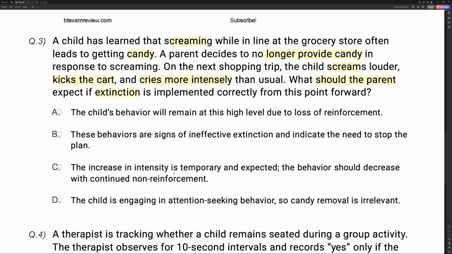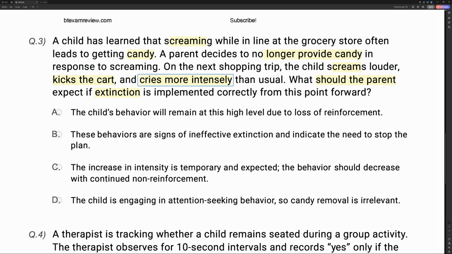C, the increase in intensity is temporary and expected. The behavior should decrease with continued non-reinforcement. Perfect. We expect the increase at first. We are then going to expect it to go back down until it's gone. Continue as is. Do not provide reinforcement. D, the child is engaging in attention-seeking behavior, so candy removal is irrelevant. Well, we already determined that getting candy was the function, so we're not just going to change the function all of a sudden, right? Function's already been decided.